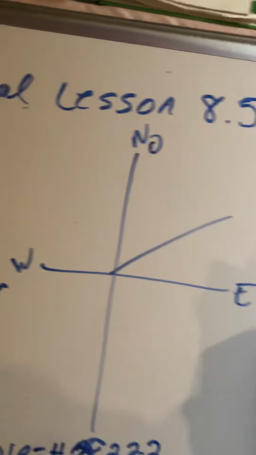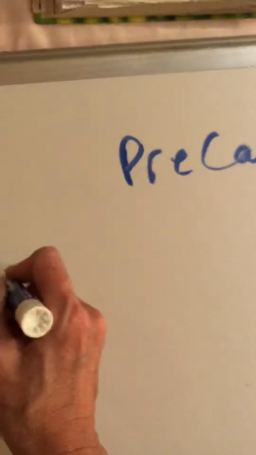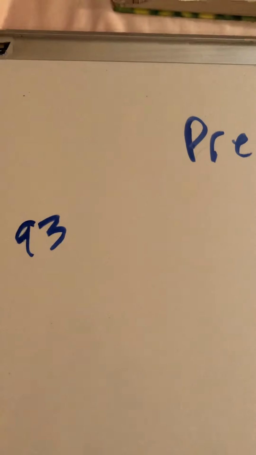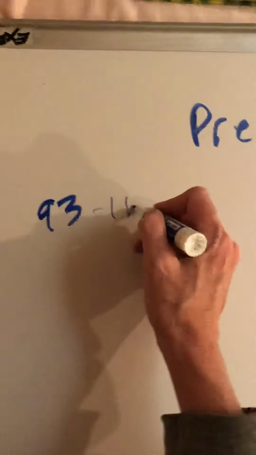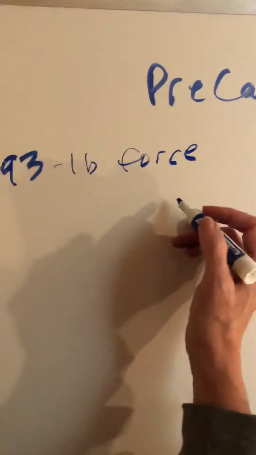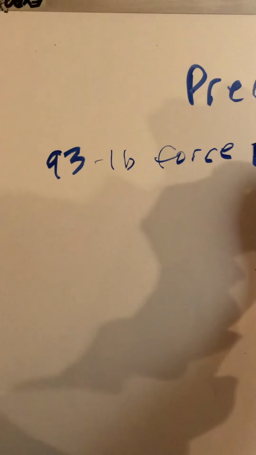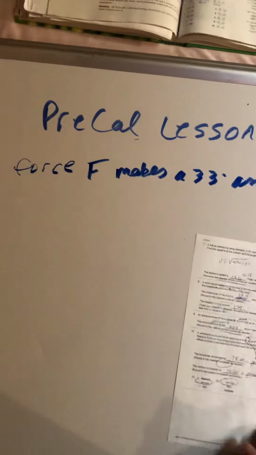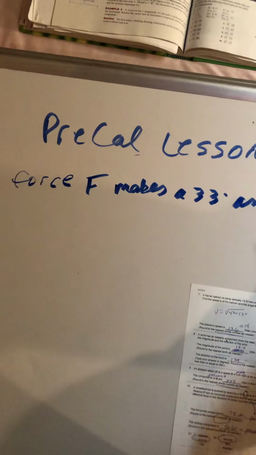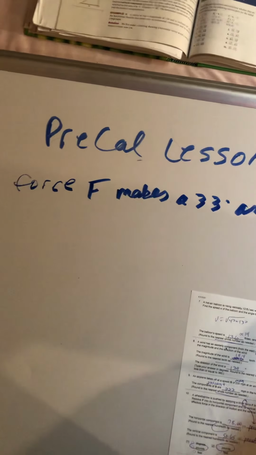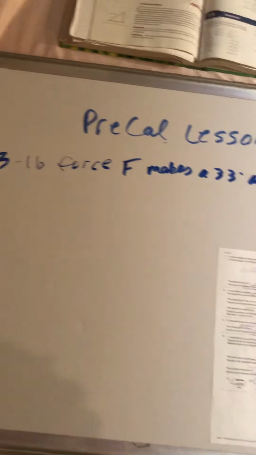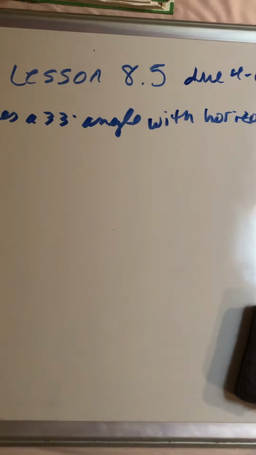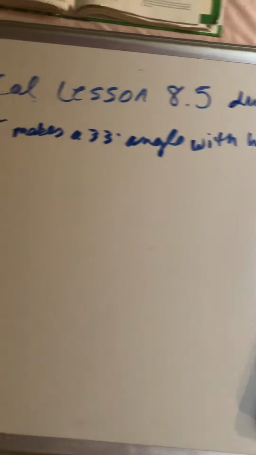Then we've got a 93-pound force F, and it makes a 33-degree angle with the horizontal. So I've got a 93-pound force F that makes a 33-degree angle with the horizontal, and we want the horizontal and vertical components.